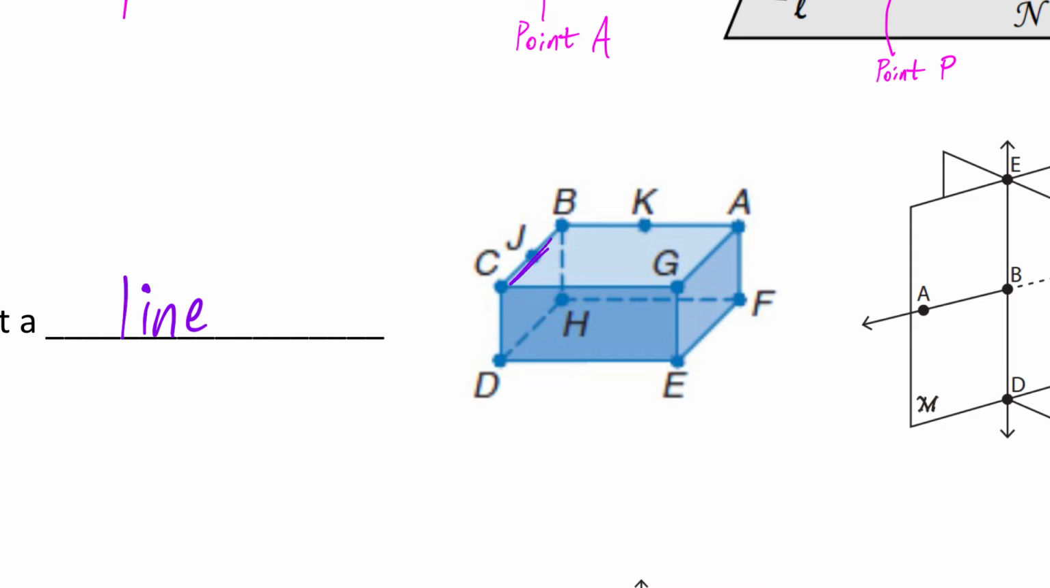So where does this plane and this plane meet up? Line GA. In this case it's line segment GA, but yes, that's right, it's at GA.